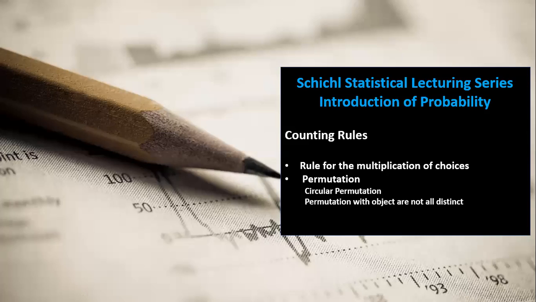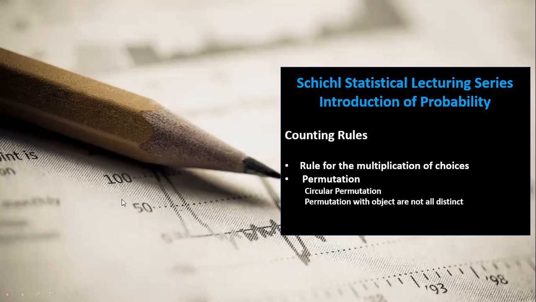In the counting rules, we're going to talk about two things in this video. First, we talk about the rule of the multiplication of choices. Then the second one, we're going to talk about what is the permutation. Under the permutation, we have two kinds we're going to discuss. One is the circular permutation, and the other one is the permutation with objects that are not all distinct. That means they are not all different. How do we do the permutations here?